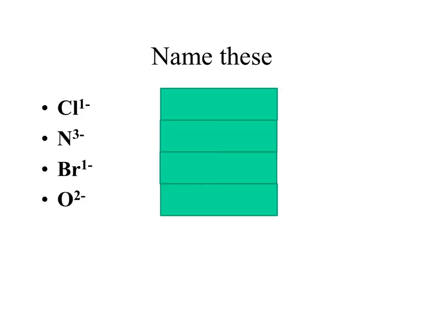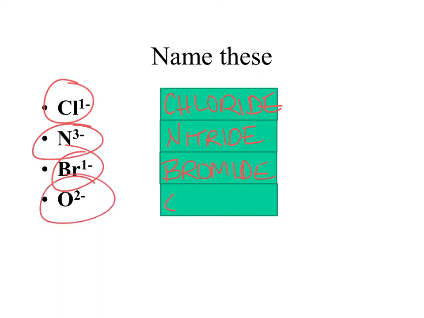So really quick, let's practice naming. Chlorine by itself is chlorine, so as a negative ion, we would call that chloride. Nitrogen is by itself called nitrogen, but as an anion, we would call that nitride. Bromine by itself is just bromine, but as an anion, we would call it bromide. Oxygen by itself is just oxygen, but as an anion is called oxide. So again, notice that we just have that ide ending.